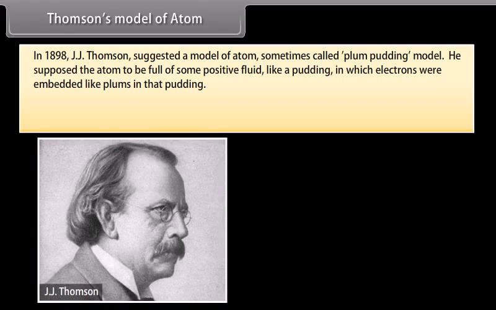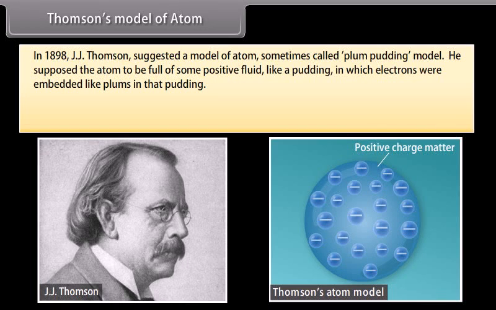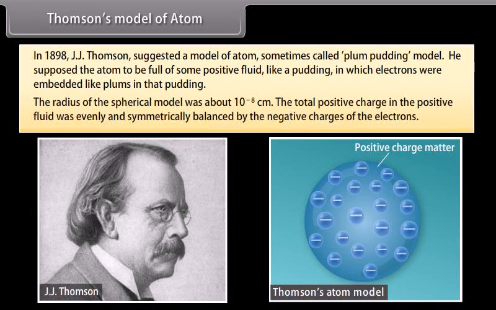Thompson's model of atom. In 1898, J. J. Thompson suggested a model of atom, sometimes called the plum pudding model. He supposed the atom to be full of some positive fluid, like a pudding, in which electrons were embedded like plums in that pudding. The radius of the spherical model was about 10 raised to the power minus 8 centimeter.